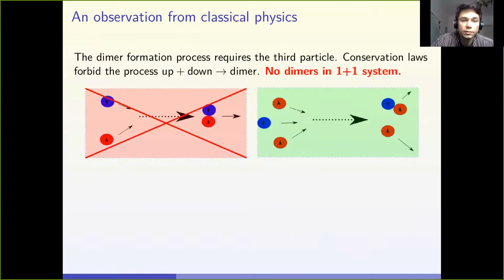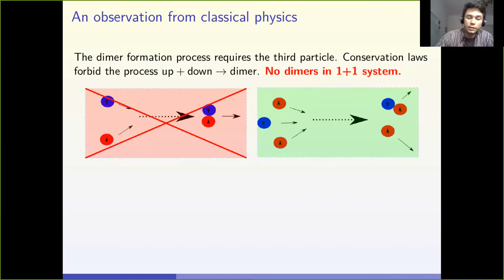Okay, so before I describe the observables, let me just give you an observation from classical physics. If we want to study the molecule formation, we need more than two particles, because if we were considering the process of two fermions transformed into one dimer, this is prohibited by conservation. This cannot happen. Because of that, we expect that dimers cannot be formed in a 1+1 system.